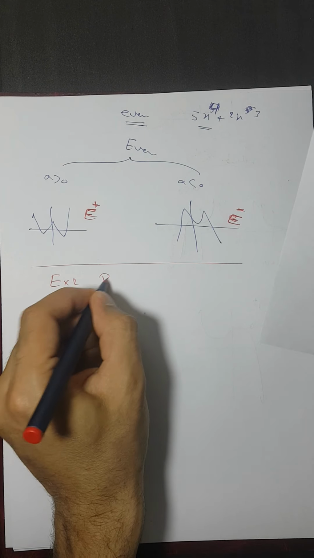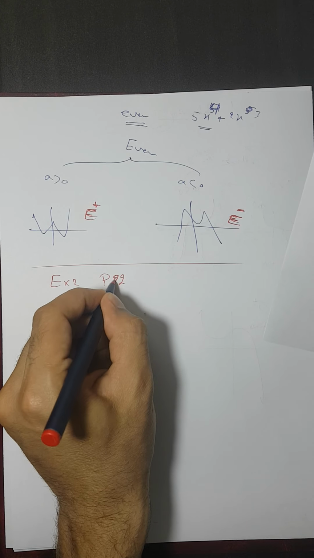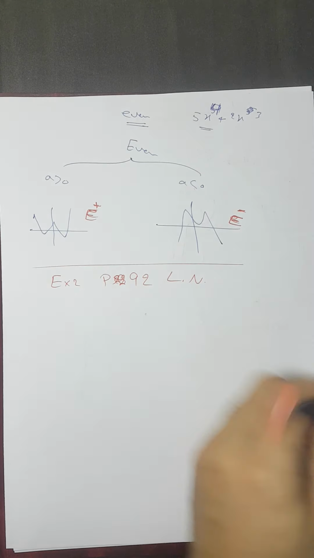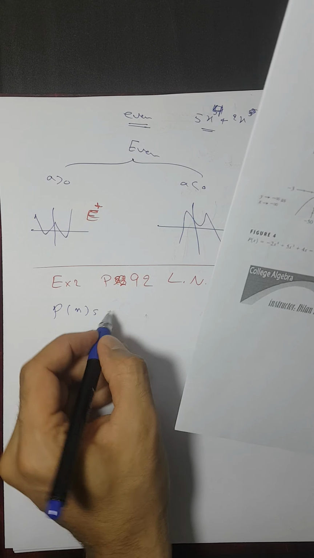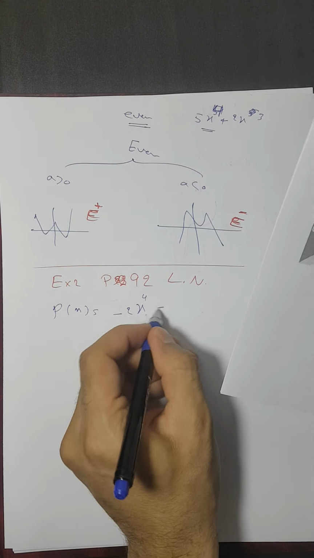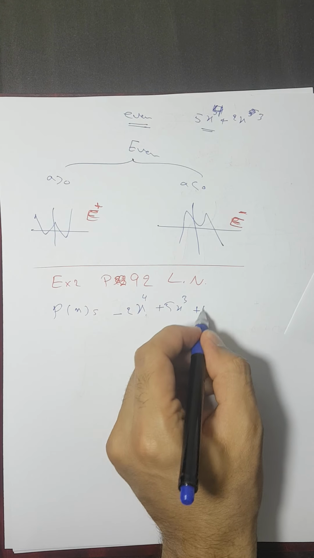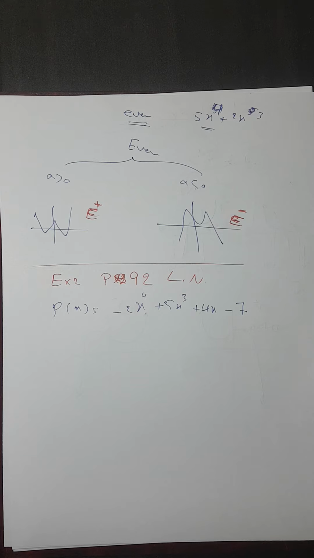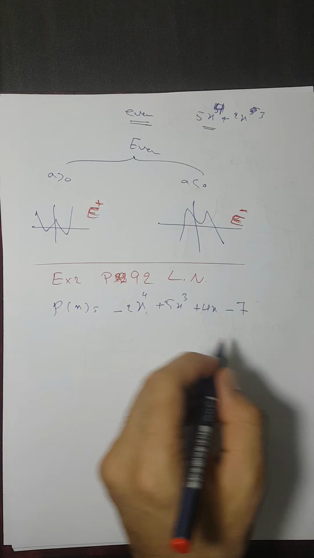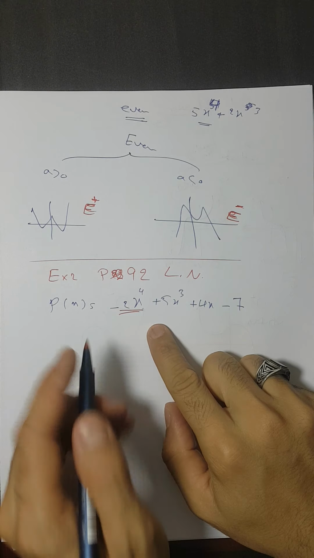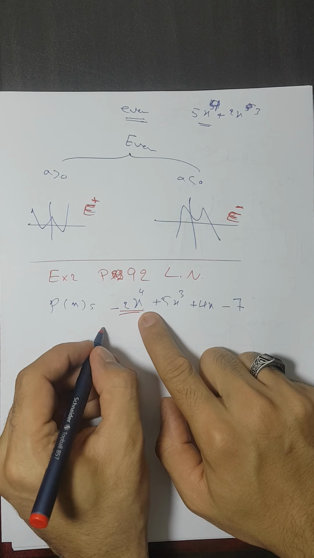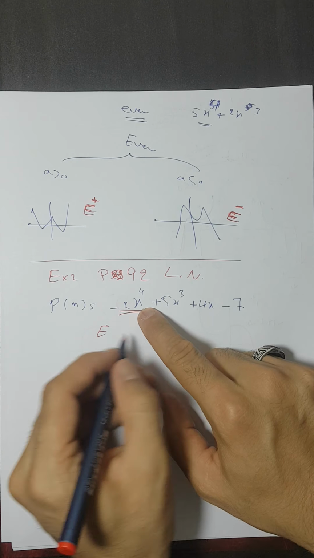Good. Now we are going to example 2 on page 92, in your lecture notes. So if we have P of x is equal to minus 2x to power 4 plus 5x cubed plus 4x minus 7, now it's your turn to tell me where the leading coefficient is. Here is x squared, x cubed. The largest power is our degree. What is the degree? The degree is even.